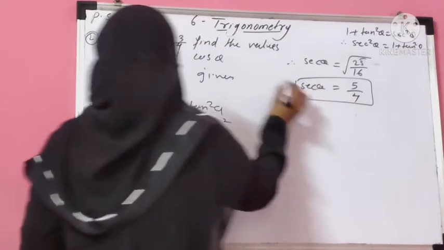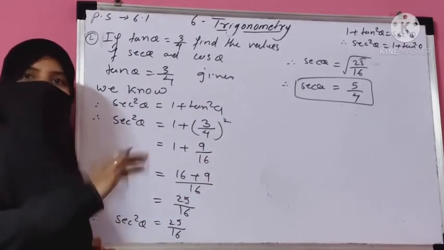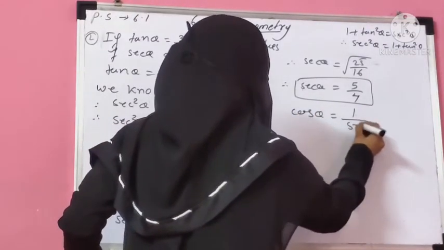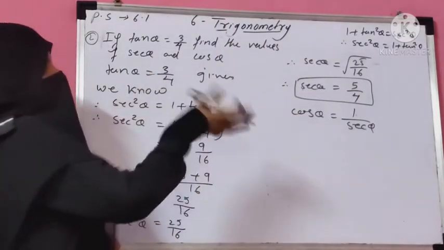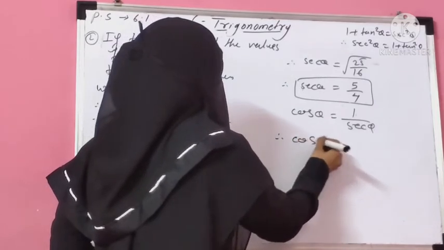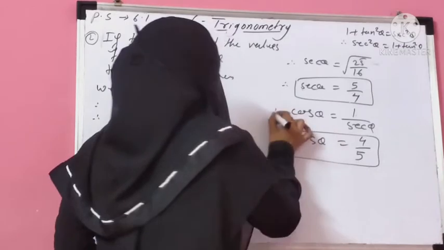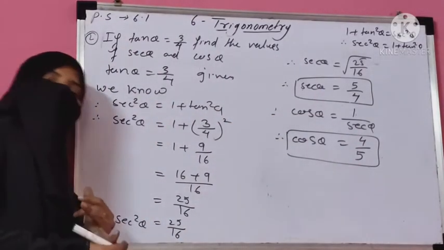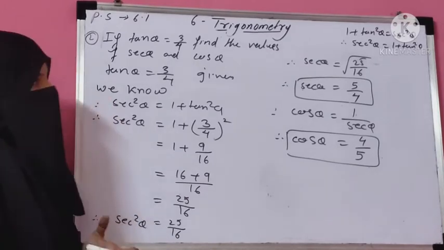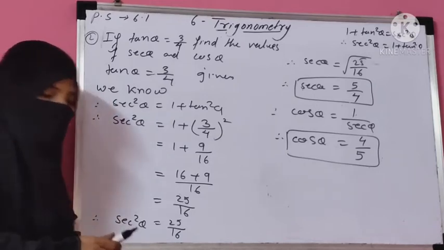Okay. And next you have to find cos theta. You know the cos and sec, they are in inverse relation. Okay. So cos theta is 1 upon sec theta. Okay. Cos and sec are in inverse relation. So sec theta is 5 upon 4, then cos theta is equal to 4 upon 5. Got it? You have to remember the inverse relation also. Many times we have to apply the formula of inverse relation. So this is your question number 2. Now move to question number 3.